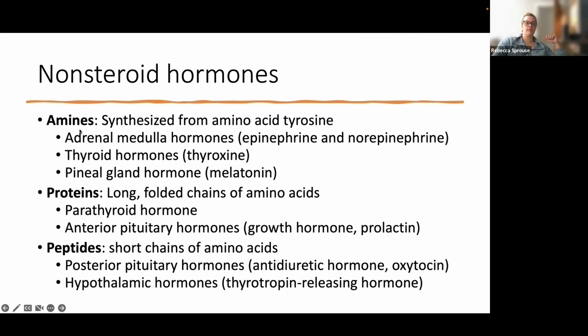So amines, we're talking about epinephrine, norepinephrine, thyroxine from the thyroid, melatonin. Long proteins are going to be like parathyroid hormone and all of the anterior pituitary hormones. Shorter chains of amino acids are going to be the posterior pituitary and the hypothalamic hormones. So, I'm not going to make you know the structure of all of these different types of hormones, but just know that for the non-steroid hormones, there's a huge variety of them, and they're all categorized based upon their chemical makeup.